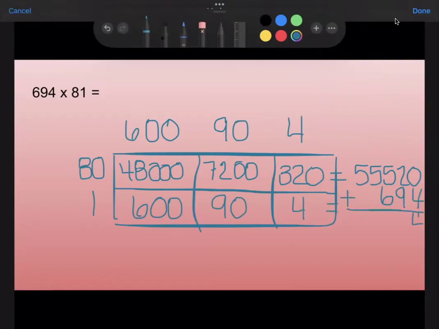We'd get 4 here, 11. Another 11 plus 1 is 12, a 6, and a 5. So final answer here would be 56,214.